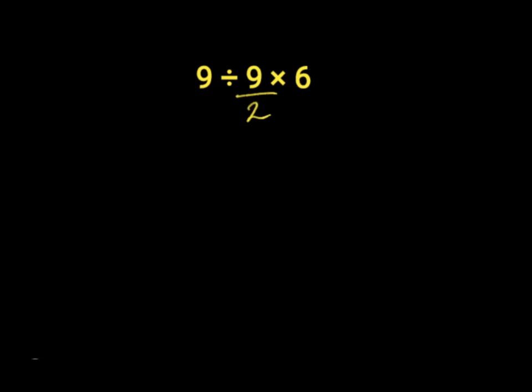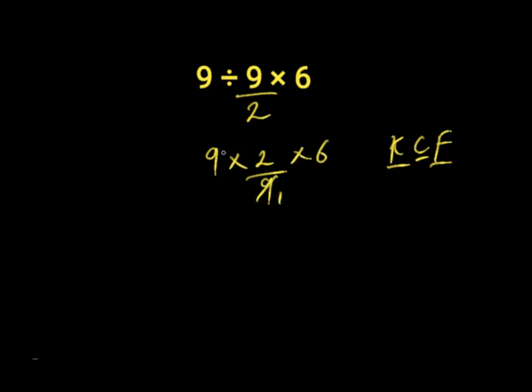So we have to solve 9 divided by 9 over 2 first using KCF. K stands for keep, C stands for change, and F stands for flip. We are going to keep 9, change division to multiplication, then flip 9 over 2 to 2 over 9. Then put down our 6 here.